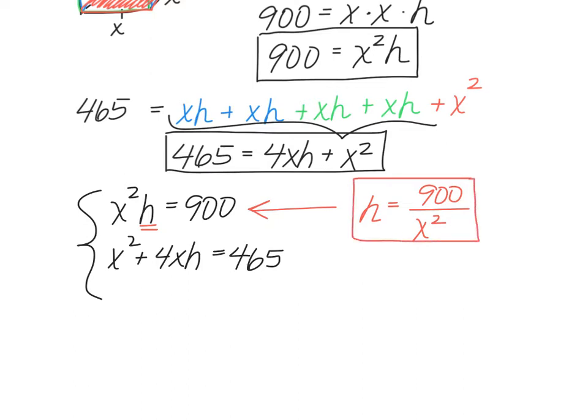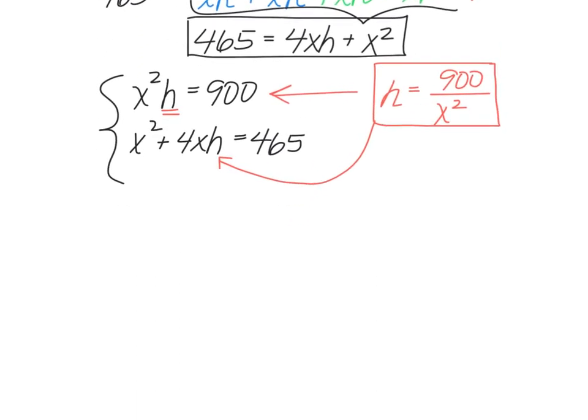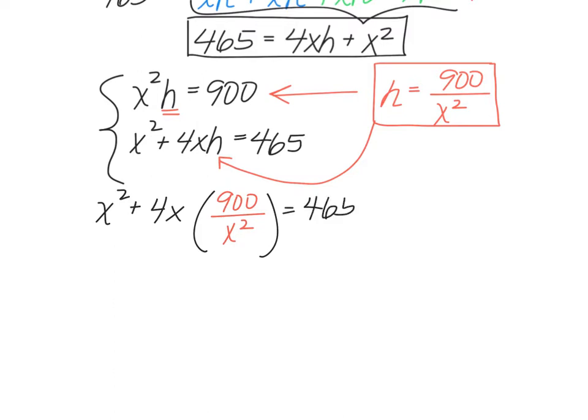And then I'm going to use substitution and substitute that h quantity into my second equation, which will give me x squared plus 4x times what used to be h, but we're substituting in the expression 900 divided by x squared, and that's equal to 465. And now we have an equation that is entirely in terms of x. So let's go ahead and simplify.